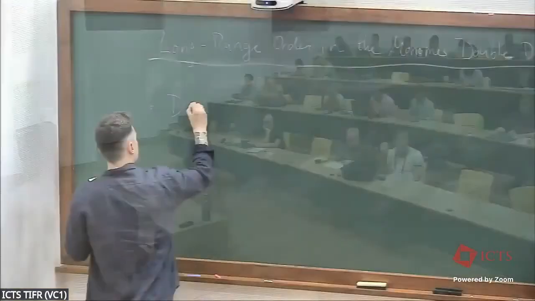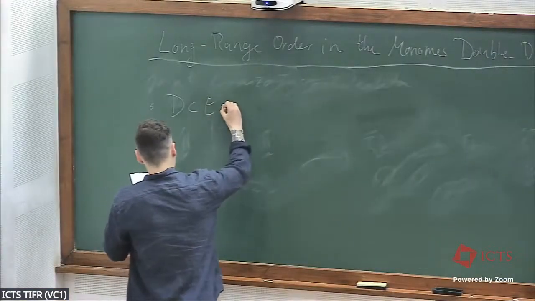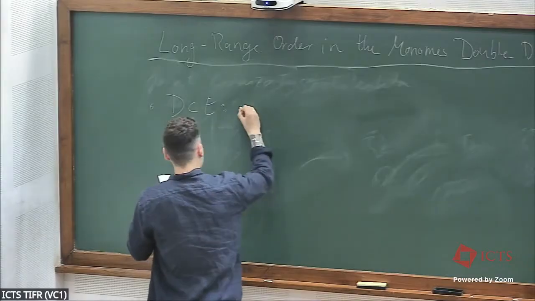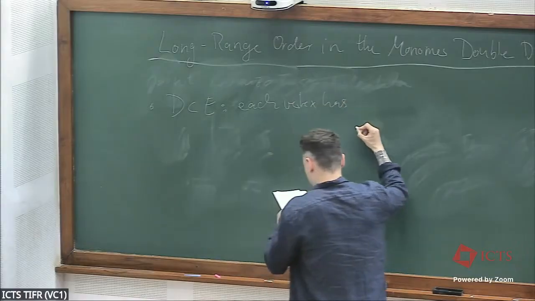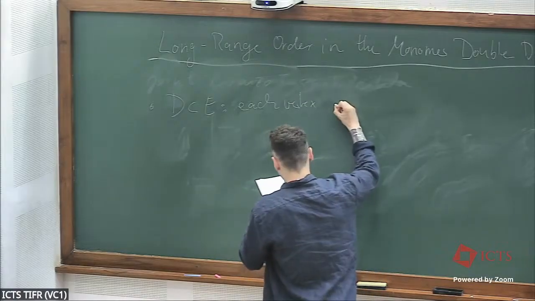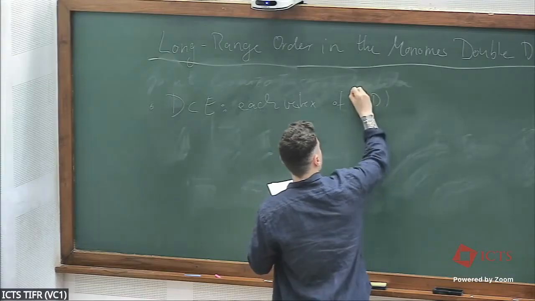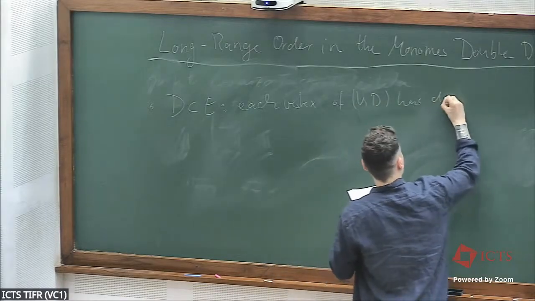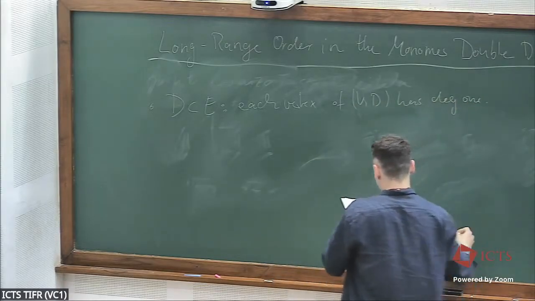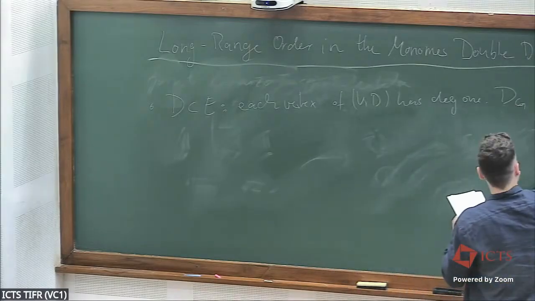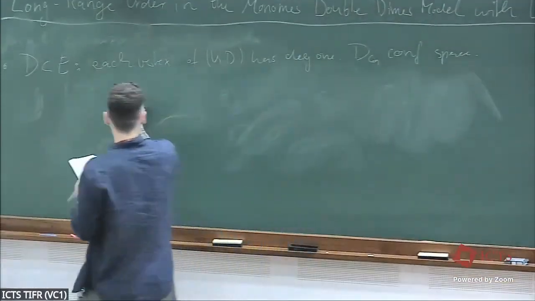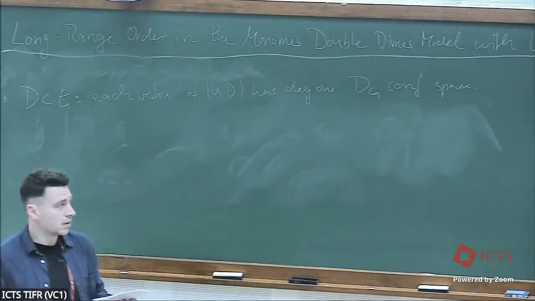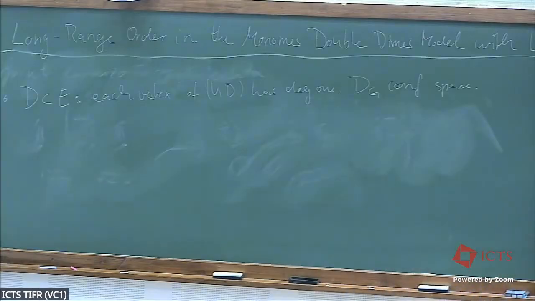So a dimer configuration is a subset D of the edges such that each vertex of V in D has degree 1, like I said, and we call G the configuration space. And then this is the two-point function.